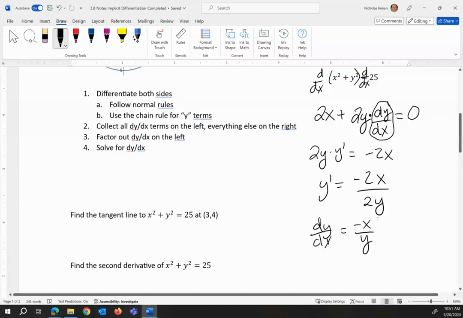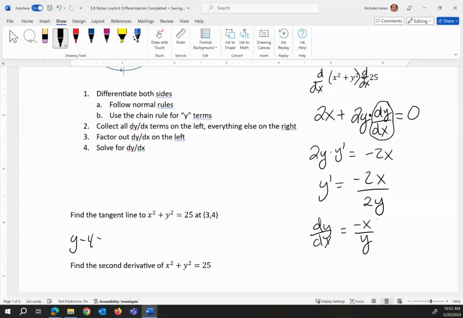If we want the line tangent to our circle at the coordinate point 3, 4, first off, let's just make sure 3, 4 is a coordinate. 3 squared is 9, 4 squared is 16, 9 plus 16 is 25. Yep, that is a coordinate. So let's find the equation of the tangent line. y minus the y value of our coordinate equals m, the slope.